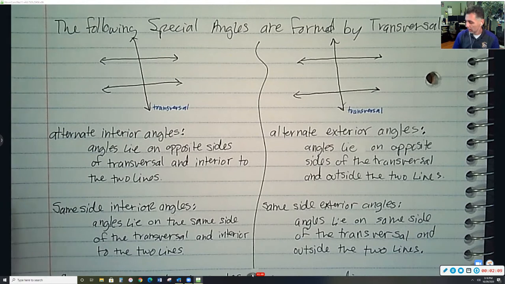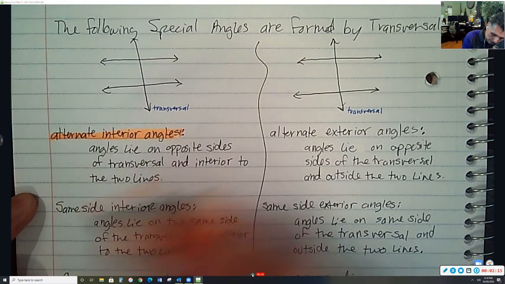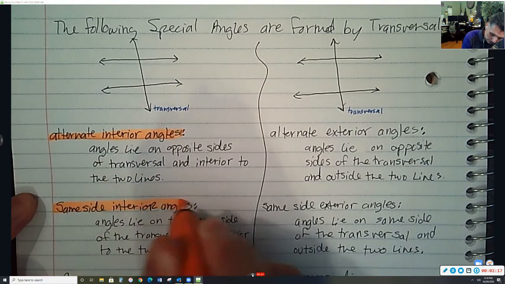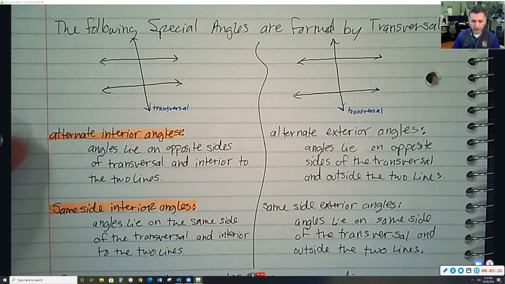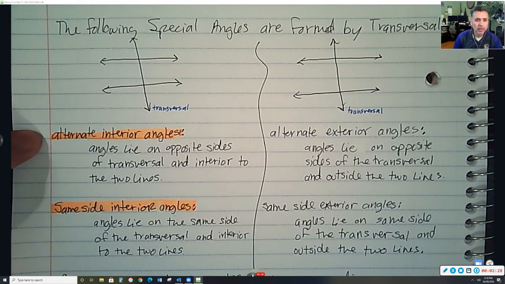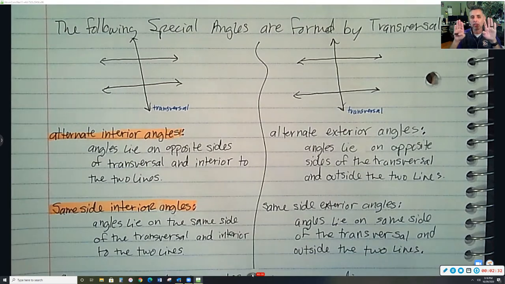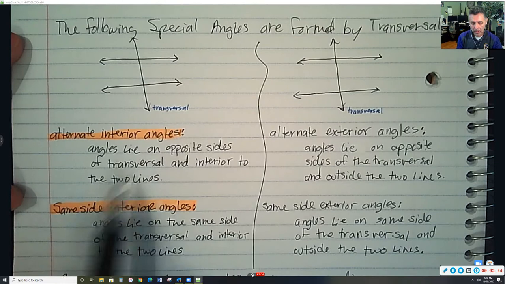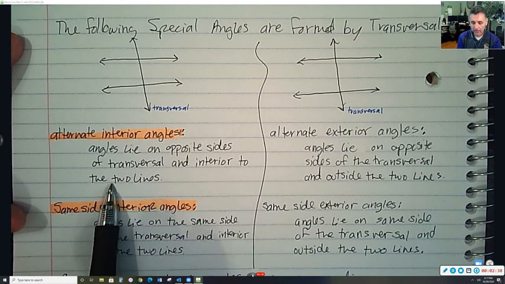Okay, there's actually like 5 special angles. Let me go over these two first, and then I'll go over the ones on the right side. So we have alternate interior angles, and then we have same side interior angles. Let me go over this one first. Alternate interior angles means they're on opposite sides of the transversal, and they're interior to the other two lines.